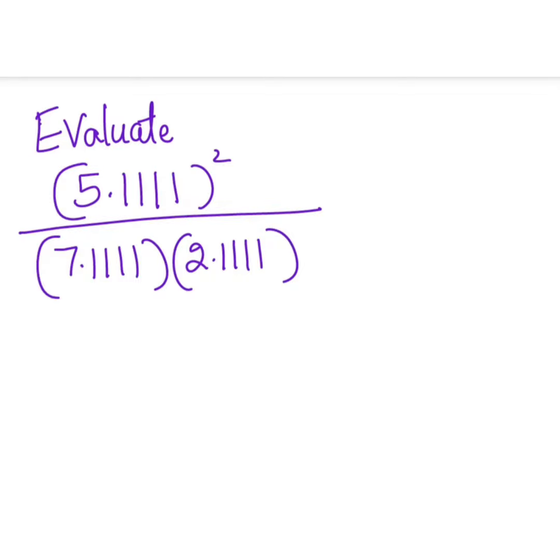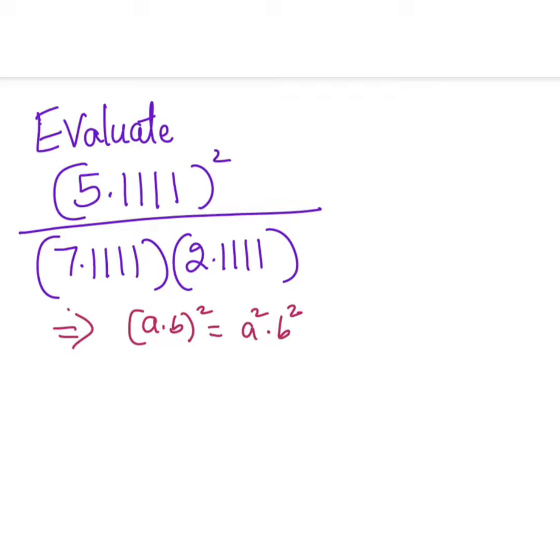(5/7) whole square divided by (7/2)... So how to solve this? So here we are going to solve. We can just use the formula (a/b) whole square can be written as a square by b square.